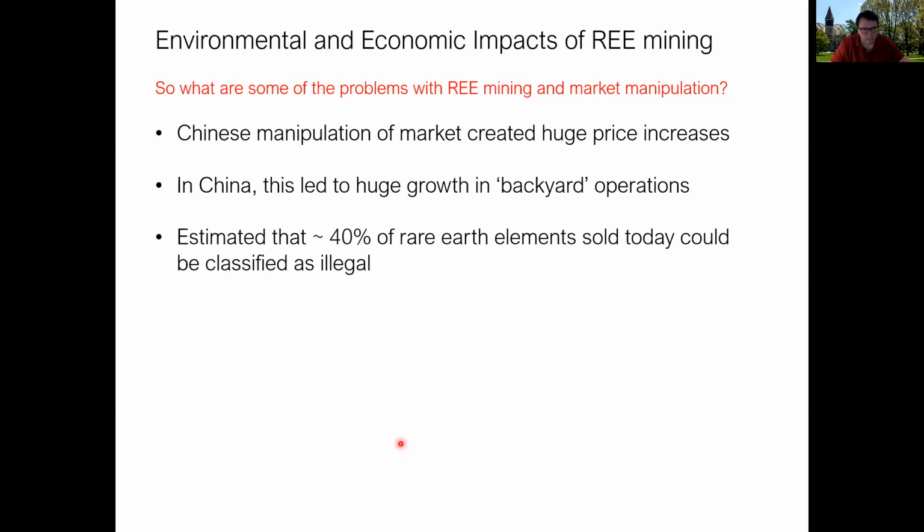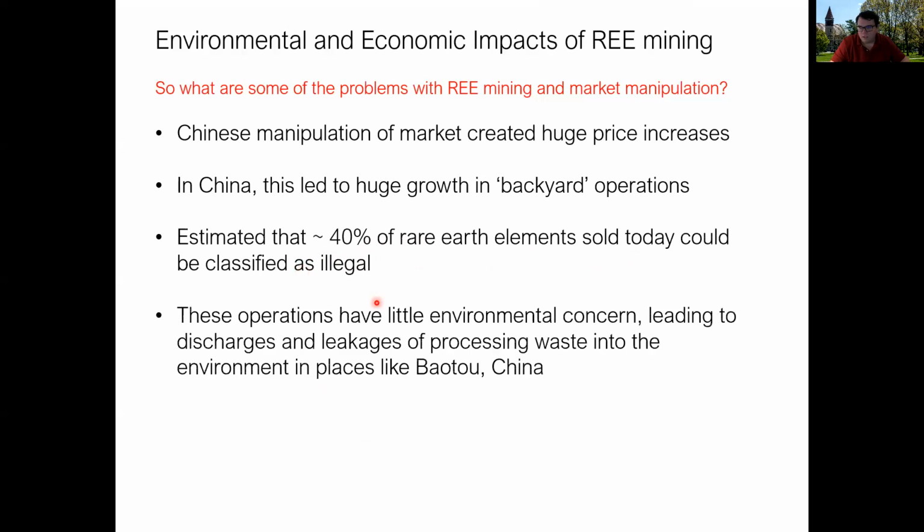As a result, based on the fact that these artisanal mines are not necessarily legal, it's estimated today that about 40% of the rare earth elements purchased in the last decade would be classified as illegal, certainly illegal in the United States. And it's important that those are minimized from the economy. So these operations have little concern for the environment.